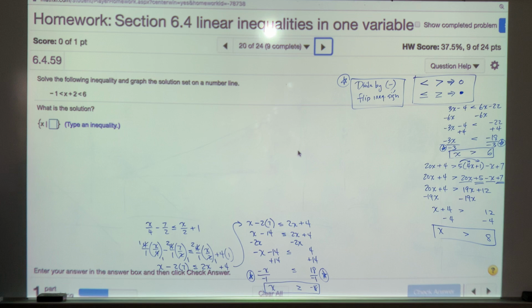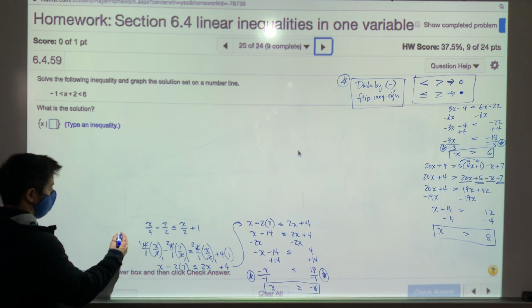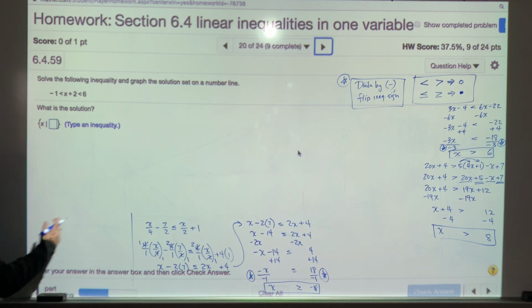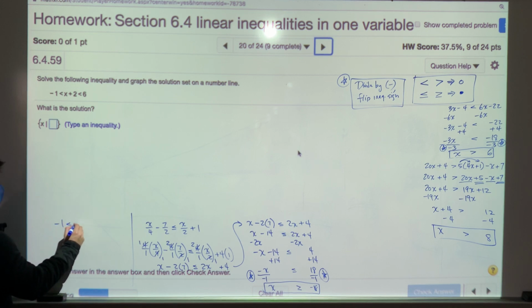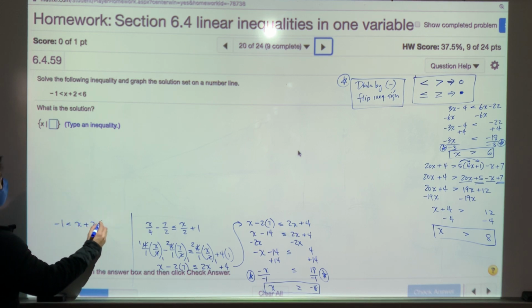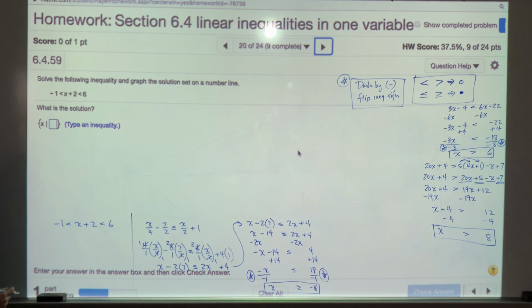Now, we will look at double-sided inequalities. I'm going to put this first one right here into this zone. If I have negative 1 is less than x plus 2 is less than 6, look how this one looks different than any of the problems we've done up to this point. This is a double-sided inequality because there are two inequalities that close up a region: a lower endpoint and an upper endpoint.